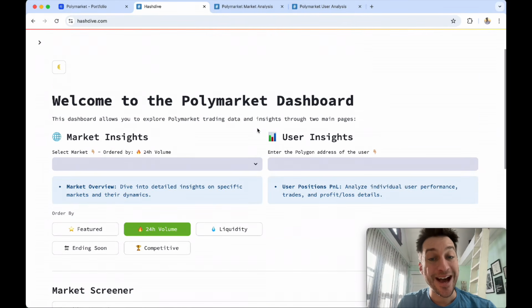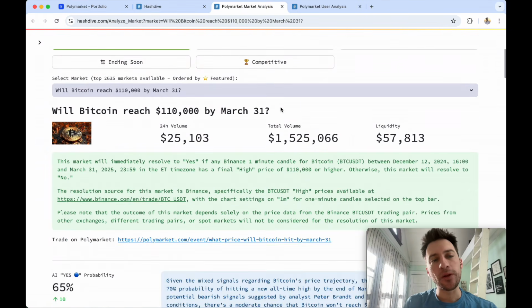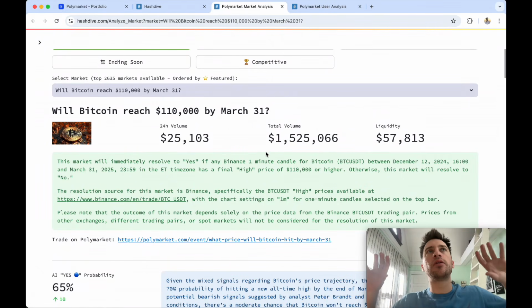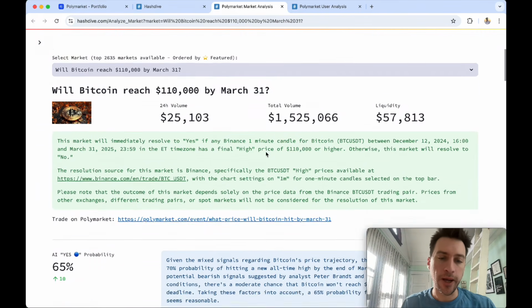So now let's get into how we can actually use this to make money. Pretty simple right here. Let's go in. So this is, will Bitcoin reach 110,000 by March 31st? Let's go look at all of what's going on here, and then we're going to make a decision with how to make money in this market, okay?